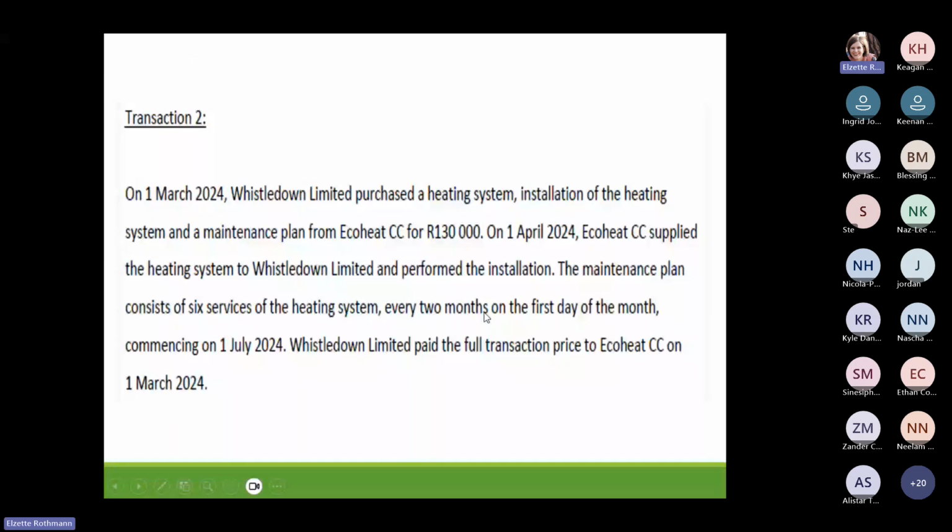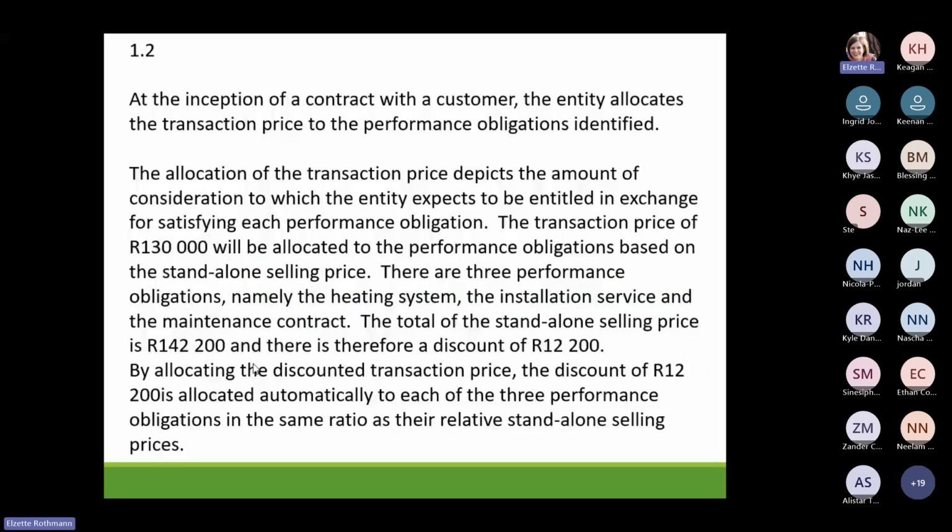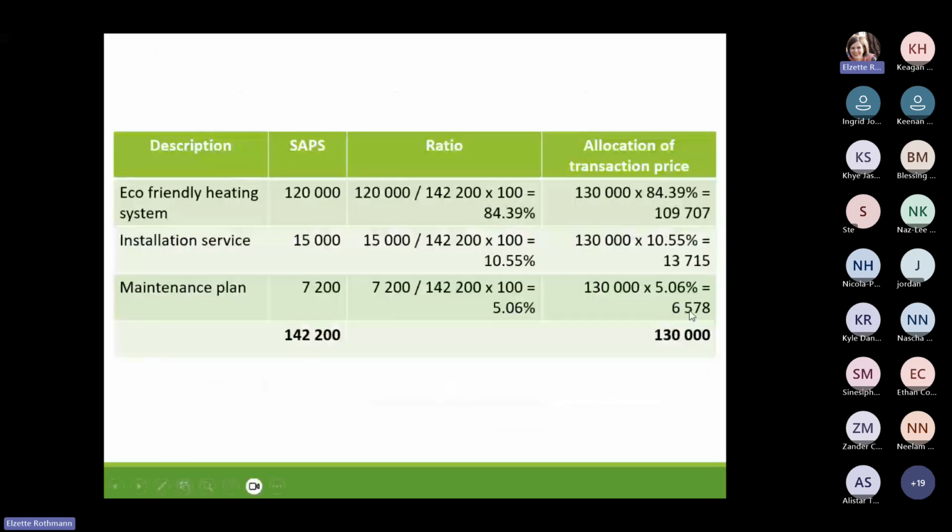Okay, so if they tell us that the maintenance plan starts on the 1st of July, we're going to have 1 service, 1st of July. Then August, we're going to skip. Then we have the 1st of September. October, we're going to skip. And then we have the 1st of November again. So in this current year that we are in, we will have 3 of the 6 services. So meaning for the maintenance plan, we cannot recognize the full 6,578 because we're only going to have 3 of the 6 services.